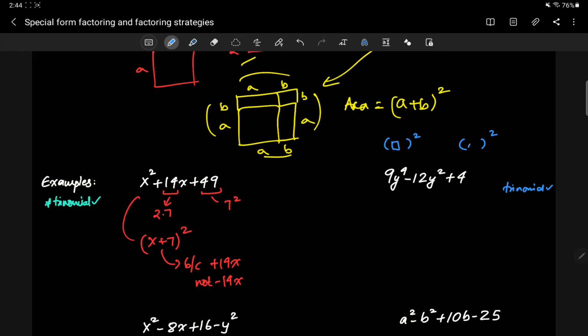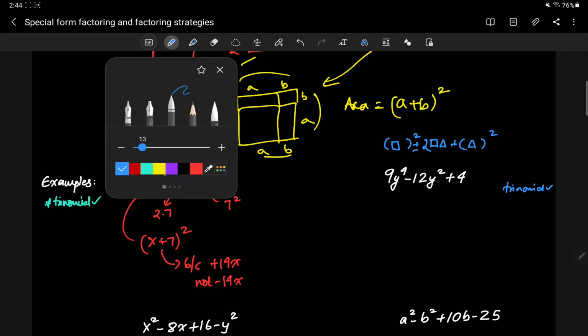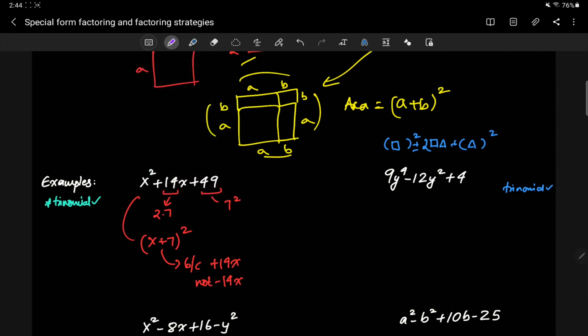Say square, triangle. And here it's the product of these and 2 times. Now this could be plus or minus, and this is always plus. So what I try to do is I try to write these as squares first. 4 is easy. I know 4 is 2 squared.